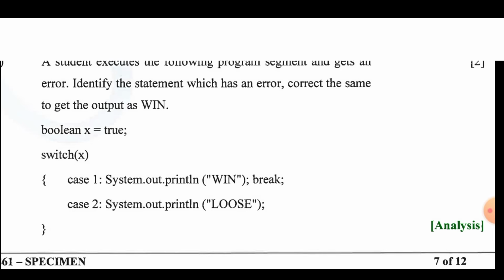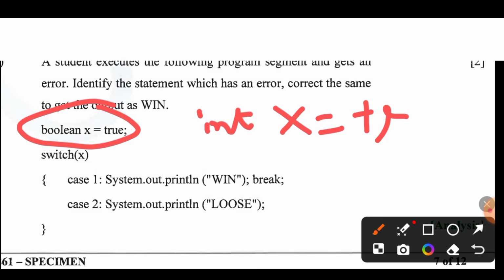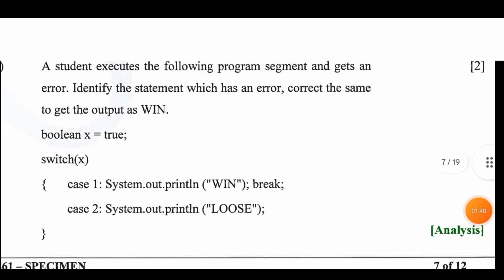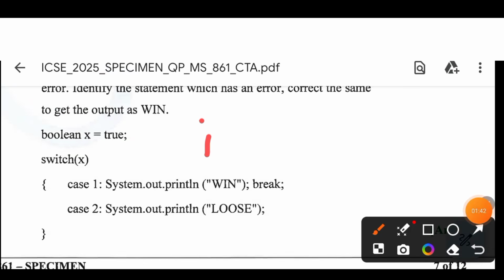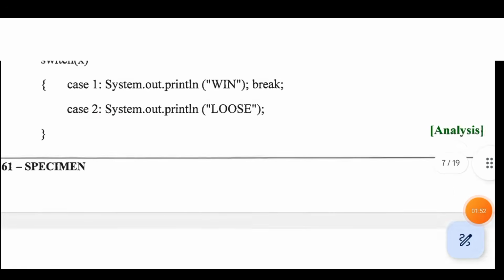So if you see here, the cases are integer and the passed value is boolean. So we'll simply correct this statement where it is written boolean x equal to true. It should be int x equal to true. Sorry, not true. When we write int, we have to write int x equal to 1, not true. Okay, so if it is 1, then the switch block will be terminated.